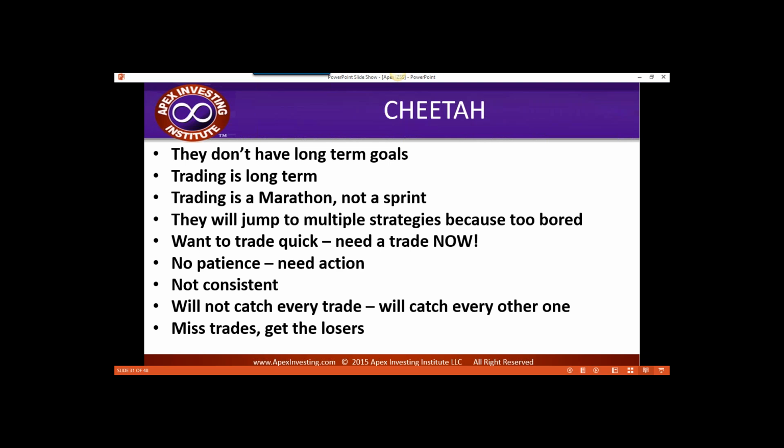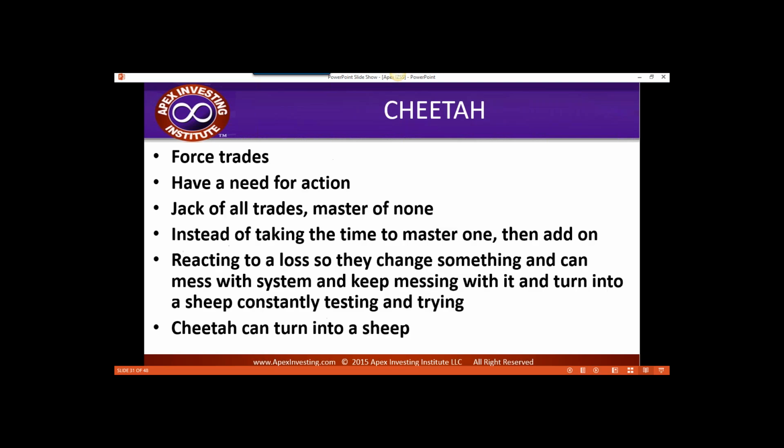Or they'll be trying to do 10 different strategies and 10 different systems all at once because they need the speed, they need the excitement, they need a trade now. They have no patience at all. They'll try to get every trade and catch every trade. They need action. They're not the type of person to sit there and be patient and wait for the right setup. They need it now. They want to get as much as they can.